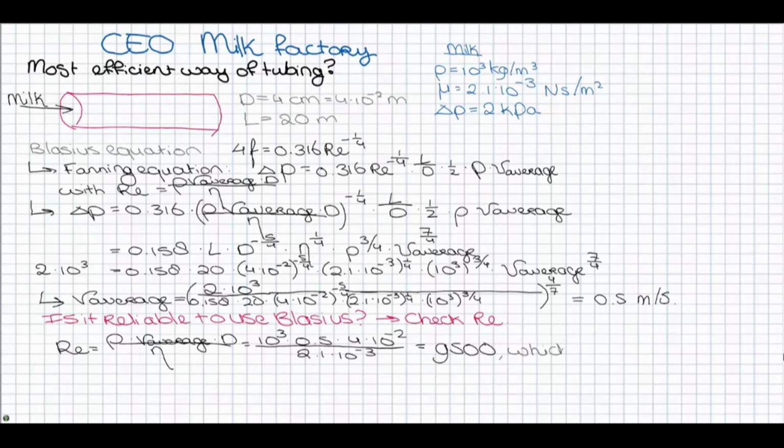So, it is reliable to use the Blasius equation because this equation can be used for smooth cylindrical pipelines with a flow corresponding to a Reynolds number between 4,000 and 100,000. So it is reliable.